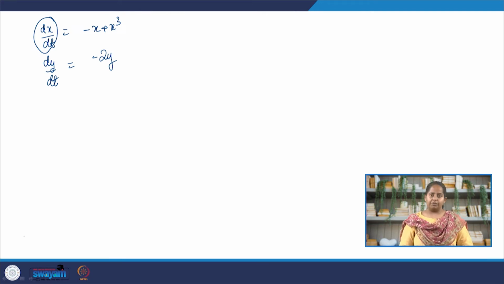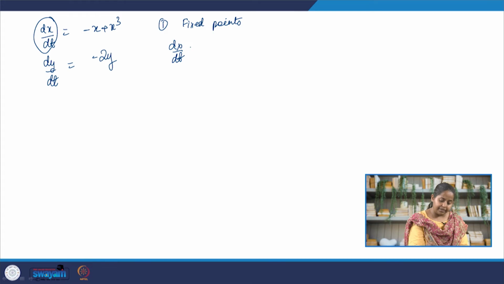In the last class, we said that the first step to solving a 2D nonlinear system is to find the fixed points. Even in the case of 2D nonlinear systems, much like 1D systems and 2D linear systems, fixed points are the points where there is no change with time. Once your phase point arrives at a fixed point, it stays at the fixed point forever, which means that dx by dt and dy by dt have to be simultaneously equal to 0. So remember, step 1: find the fixed points. Simultaneously we need dx by dt and dy by dt both to be equal to 0.